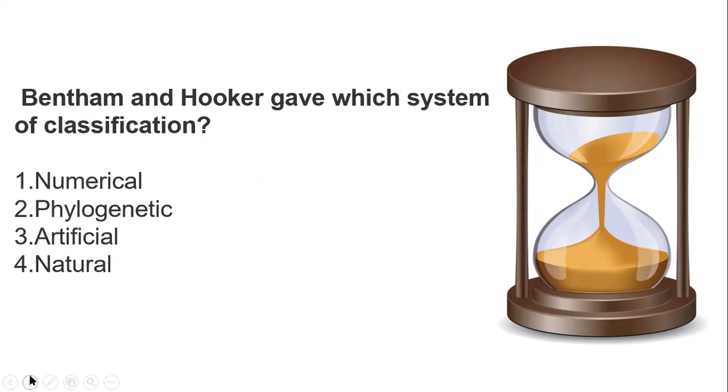Bentham and Hooker gave which system of classification? Numerical, phylogenetic, artificial, or natural? Simple. In the previous question we discussed that artificial is given by Linnaeus. So which system is given by Bentham and Hooker? Exactly, natural system of classification. Without fail, everyone knows that, right? Natural system of classification is given by Bentham and Hooker.